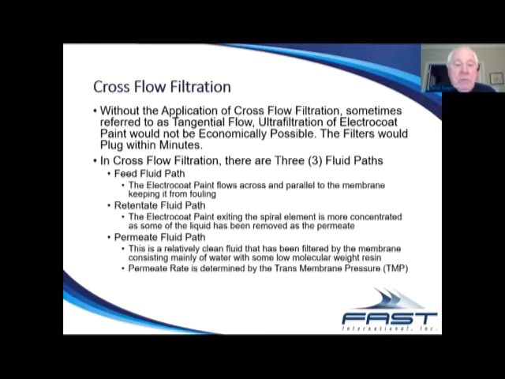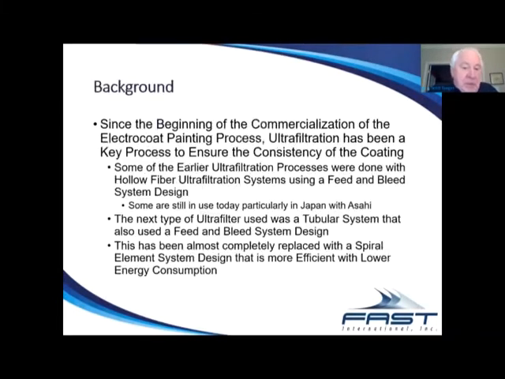Then you have the retentate fluid path, which is the outlet of the filter of the paint. That comes out of the spiral element as a more concentrated form of particles, resin, etc. And then you have the permeate flow path, which is the relatively clean fluid that is filtered by the membrane. It consists mostly of water with some low molecular weight paint resins, typically in the neighborhood of 0.5% or less. And the permeate flow rate, the amount of water that goes through the membrane, is determined by what is called the transmembrane pressure, or TMP.